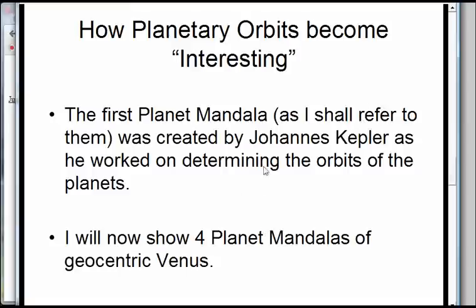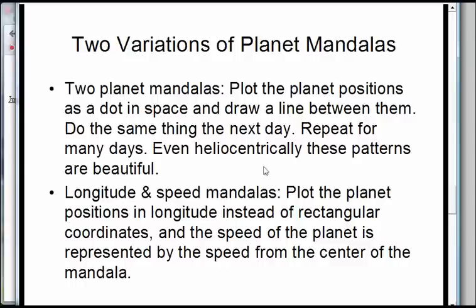So I showed those 4 planet mandalas of geocentric Venus. Now there's more you can do with planet mandalas. Once you get this idea that, hey, I can plot the position of a planet in actual space, and I get these patterns, is there anything else I could do? Well, some people got this idea of 2 planet mandalas. Okay, so this is one variation.